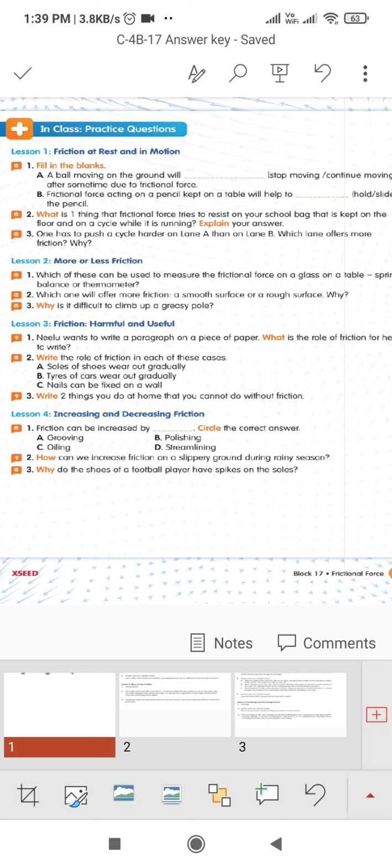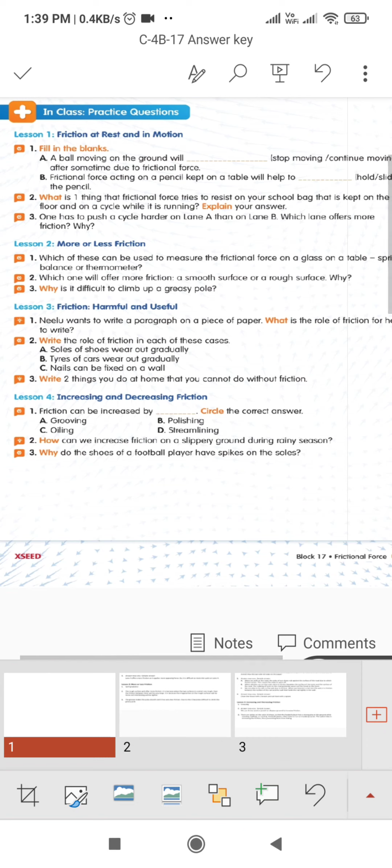Next is lesson number 4, increasing and decreasing friction. First, friction can be increased by, circle the correct answer: grooving, polishing, streamlining, oiling. We have already discussed grooving. What does it mean? Groove means long, deep and narrow cuts that make the surface rough. So the right answer is, you will circle grooving.